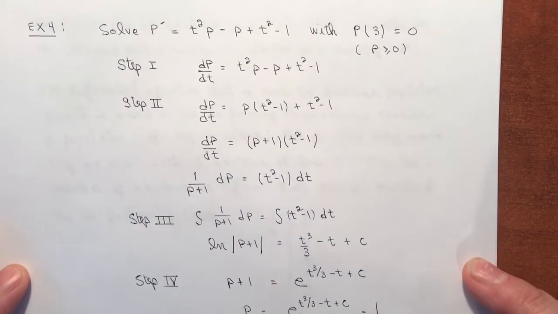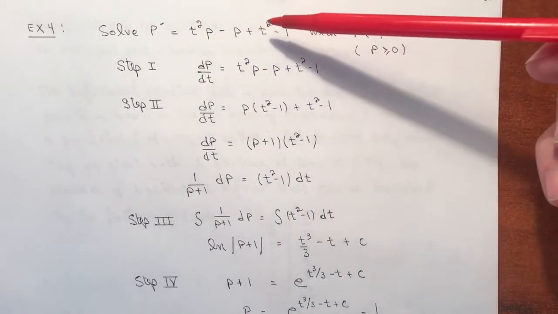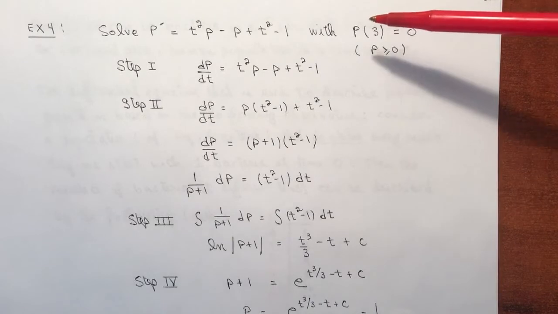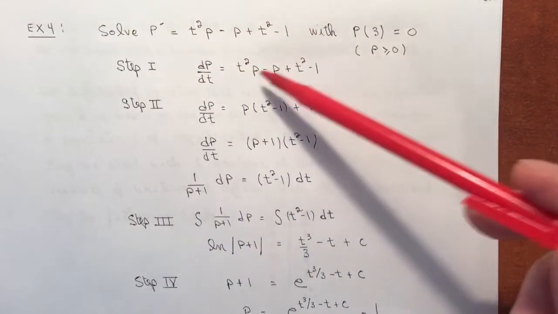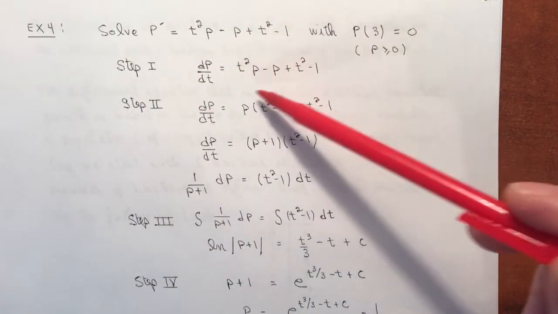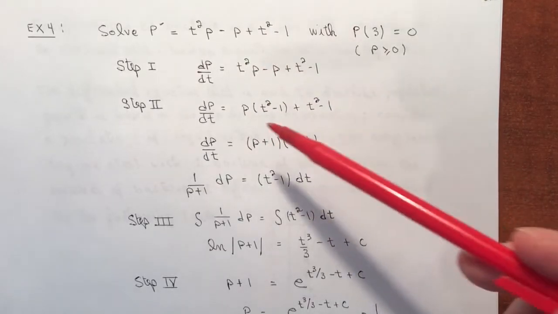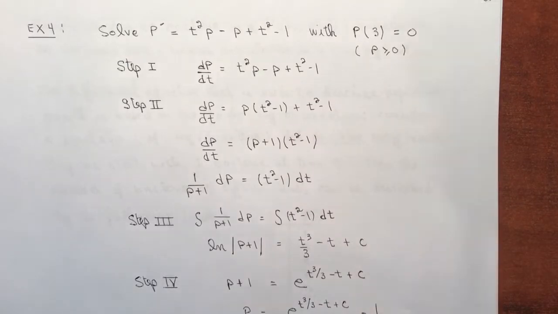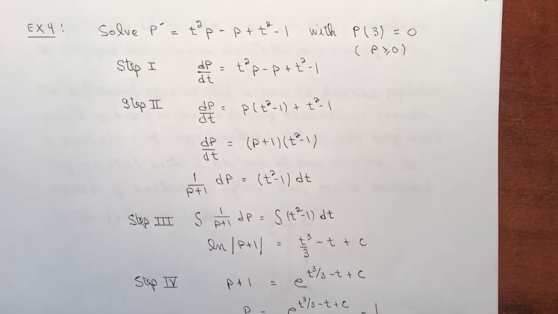Let's follow right away with another example. Example 4, p prime is equal to t squared p minus p plus t squared minus 1 with an initial condition that p of 3 is equal to 0. So step 1, we were given Newton's notation, so we need to change that to Leibniz. So p prime becomes dp/dt. On the right side, I noticed that if I factor out a p from the first two terms, I'll be able to do double factoring. So I do just that. So that's (p plus 1) times (t squared minus 1). Makes it easy to isolate the variables because now p plus 1 goes under the left side.